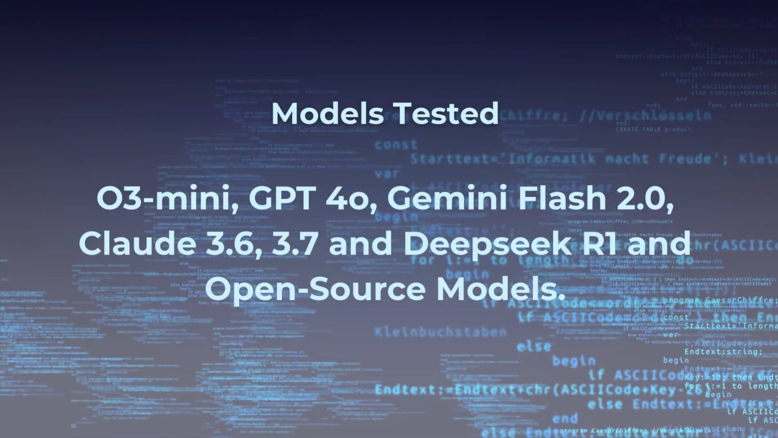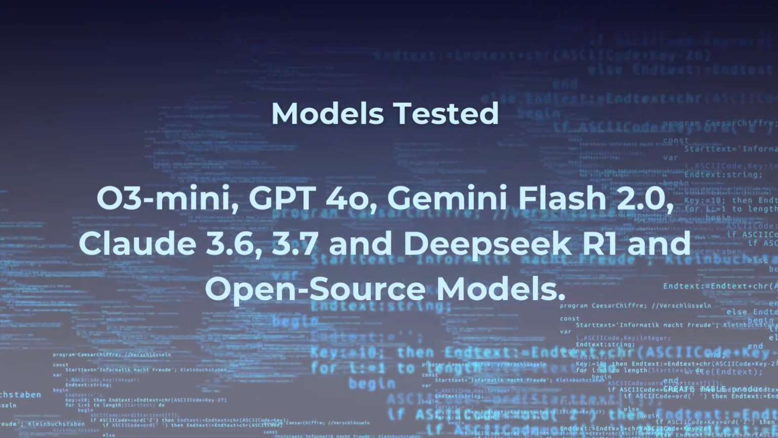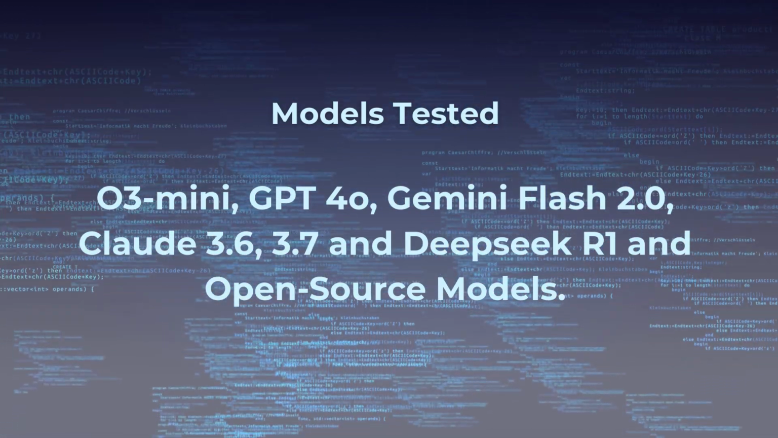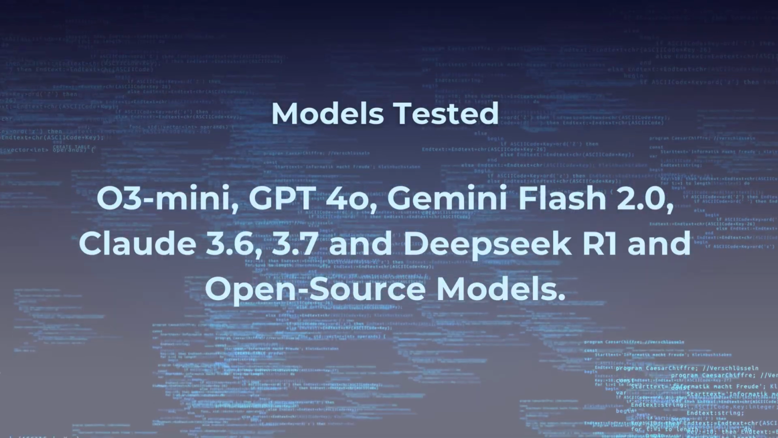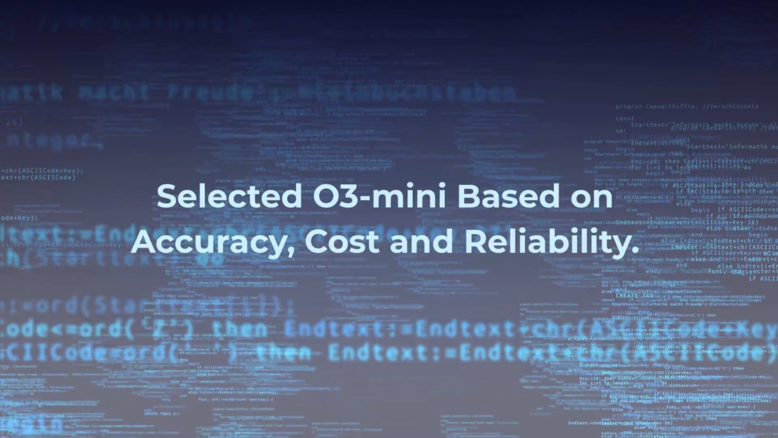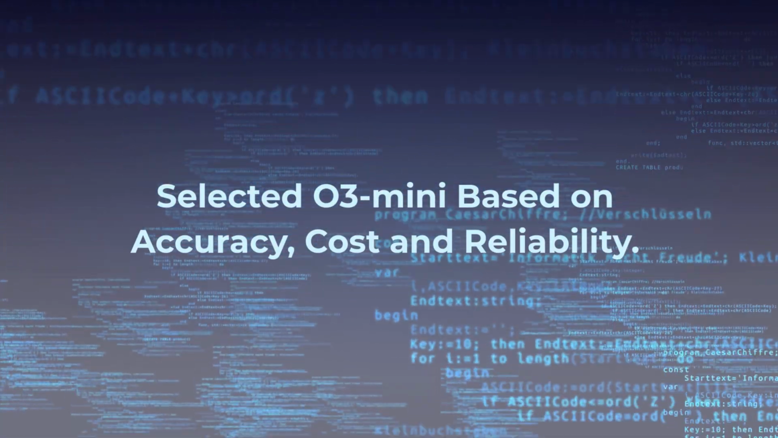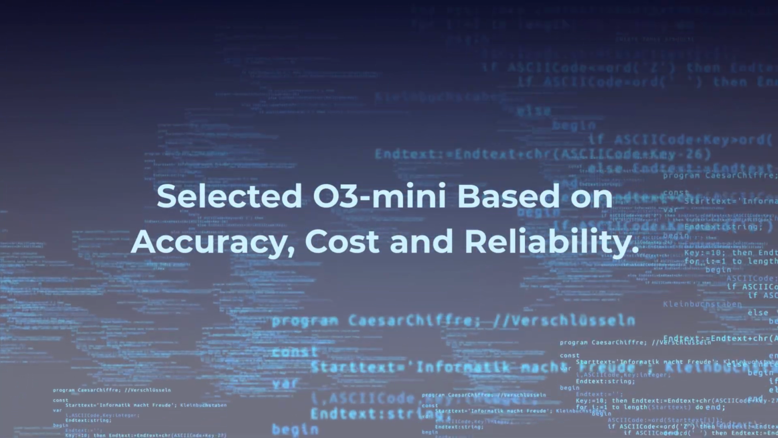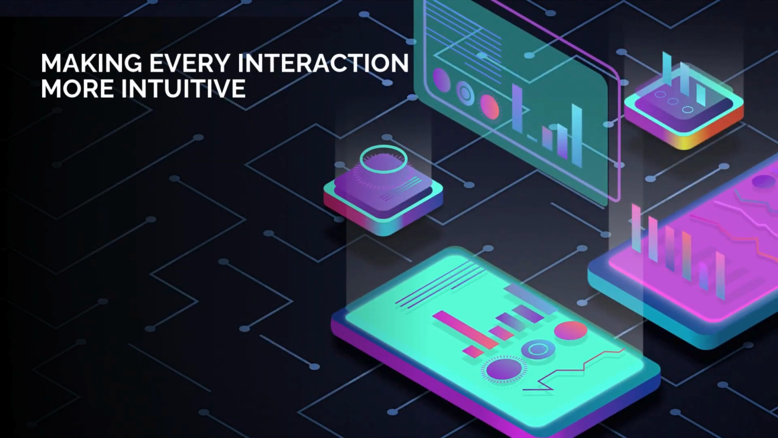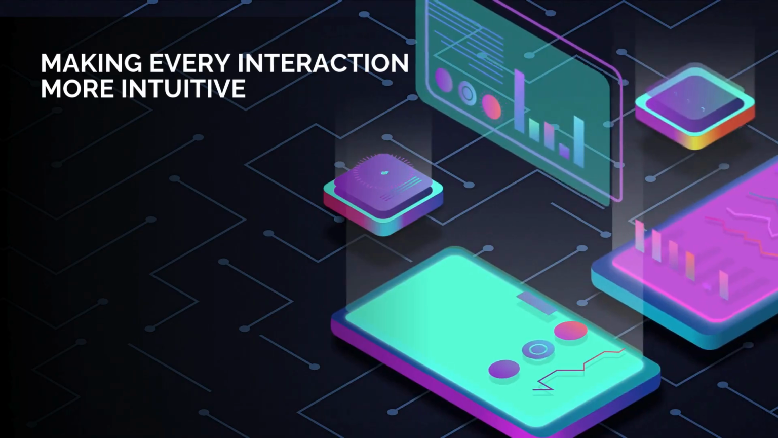Among the models tested were o3 Mini, GPT-4o, Gemini Flash 2.0, Claude 3.6, 3.7, and DeepSeek R1, along with multiple open-source models. But we chose o3 Mini as the best overall choice based on accuracy, cost, and reliability. The result was a system that makes data exploration natural, collaborative, and secure, regardless of technical skill.